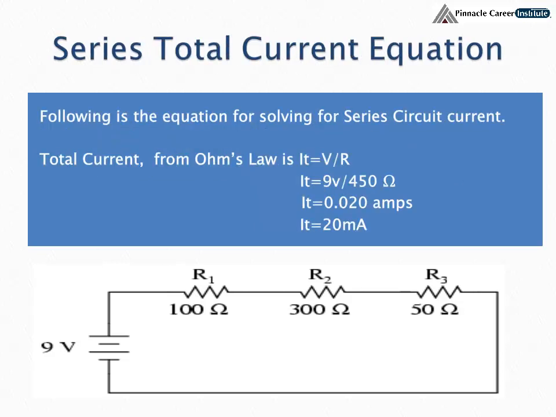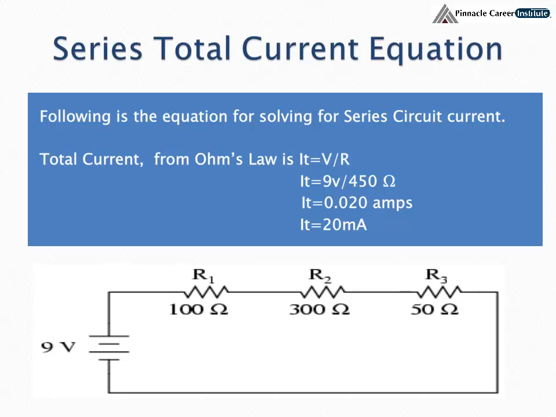Solving for the current in a circuit requires the following equations. Again, this is Ohm's law. We already know what the voltage in the circuit is, and we just solved for the resistance, our total. So to solve for our total current, which means the total number of electrons going through, we take 9 volts divided by 450 ohms, and we get our total current equal to 0.020 amps.